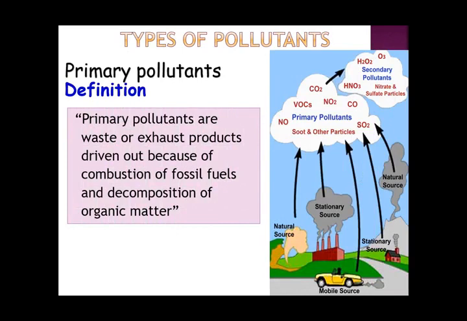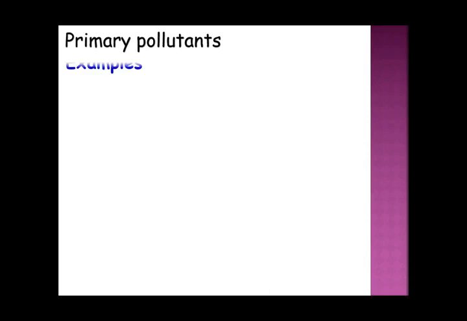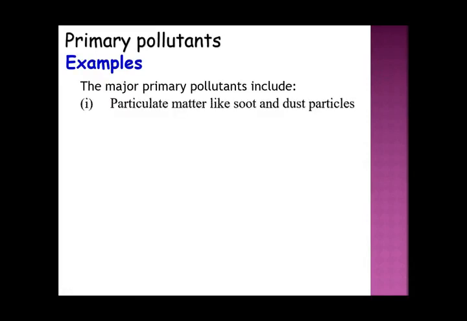Primary pollutants are the waste or exhaust products which are produced by the combustion of fossil fuels and decomposition of organic matter. Primary pollutants include particulate matter like soot and dust particles. Soot is a smoke which contains unburned carbon particles suspended in air.